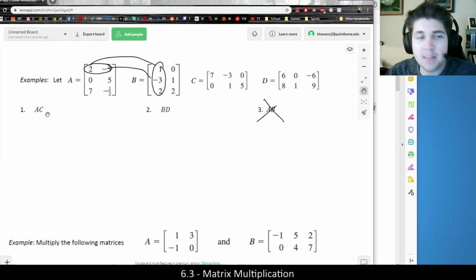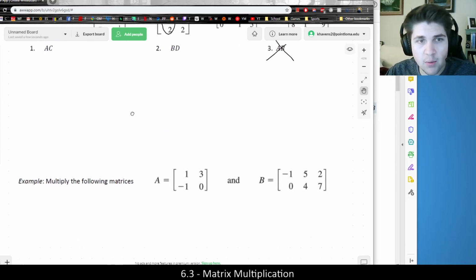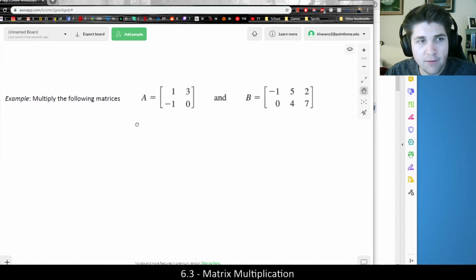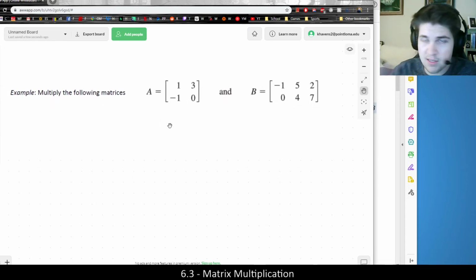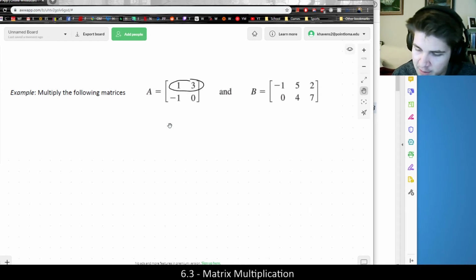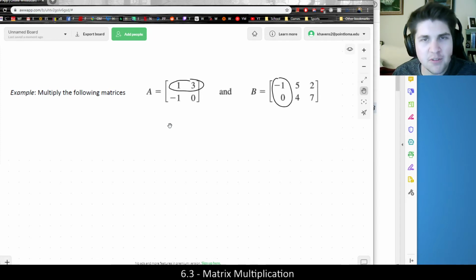As we did the examples for AC and BD, those did work. If we were to invert those, it would not work. So let's look at the following example. Let's say we were trying to take matrix A times matrix B here. To see if this is going to be allowed, we first need to check how many columns are in the first and how many rows are in the second. What I do is think about circling it. In this case, they both have 2 elements, so this should be fine.